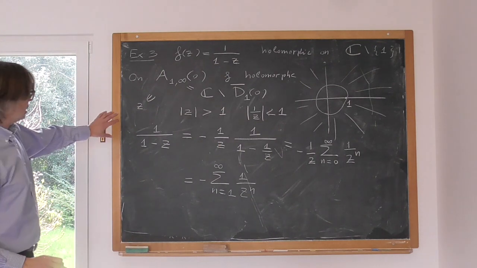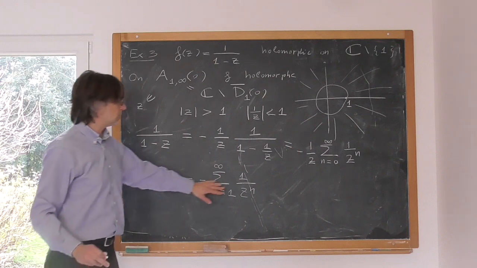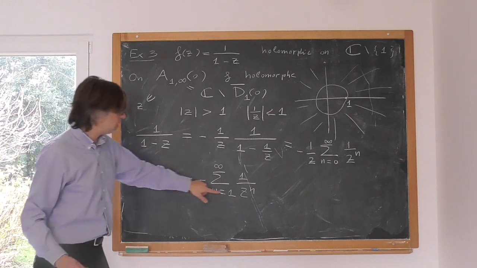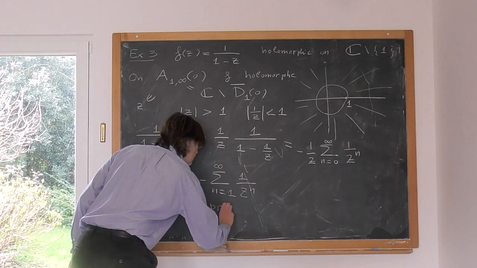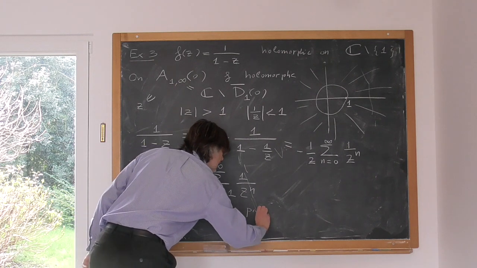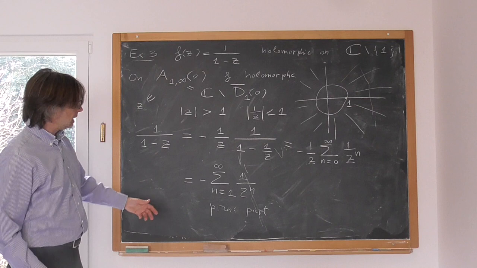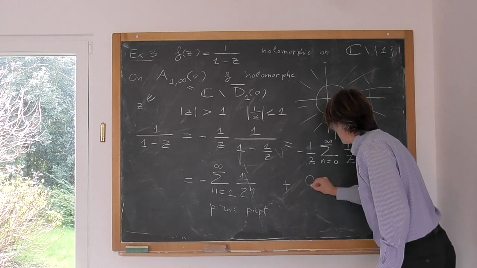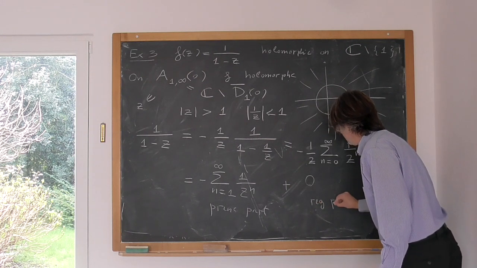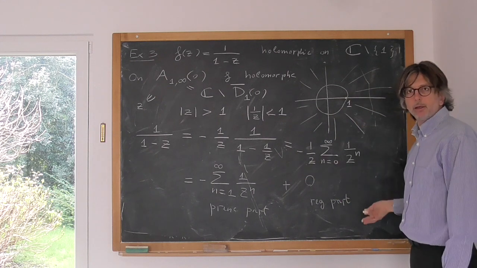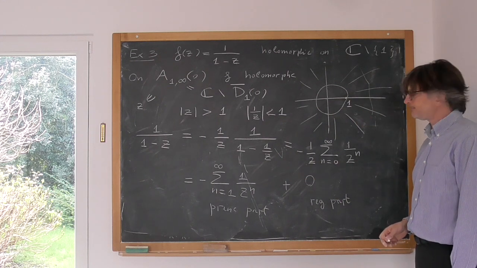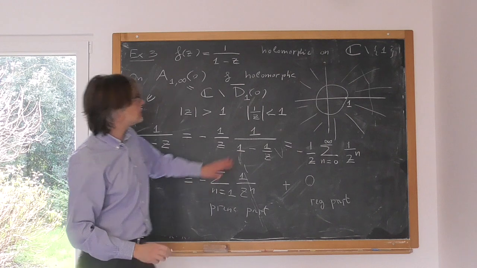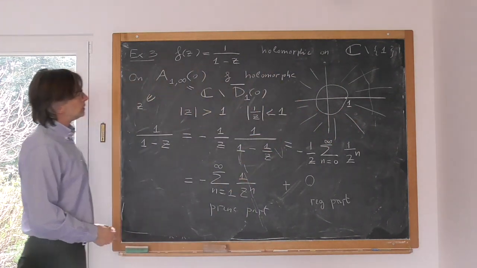Okay, so what we saw is that this is the Laurent series expansion, and in this case we found a Laurent series expansion in which this is the principal part. It's the part with the negative powers of z, and the regular part is just 0. I could write plus 0, and this is the regular part. In this case, we have no regular part in the Laurent series expansion. Okay? So this is the Laurent series expansion of 1 over 1 minus z outside of the closed unit disk.